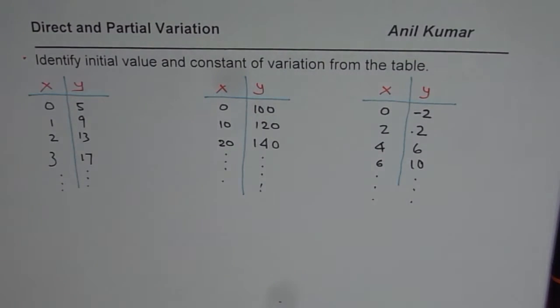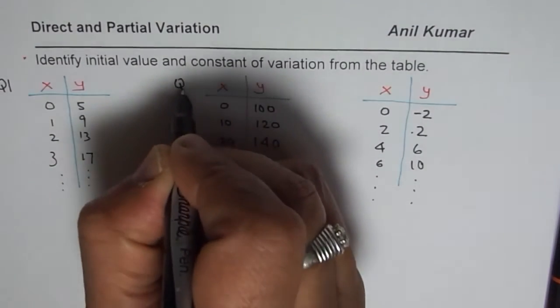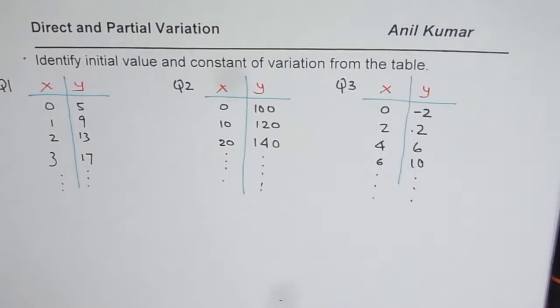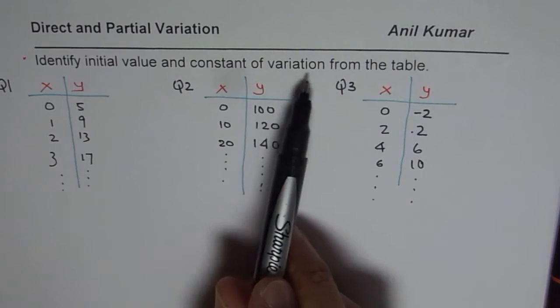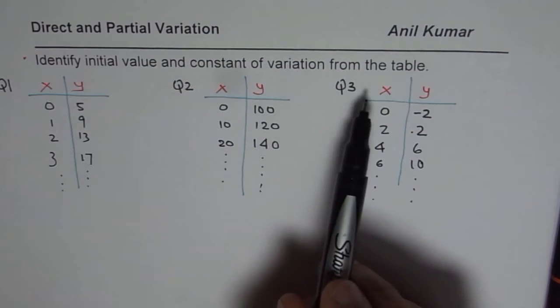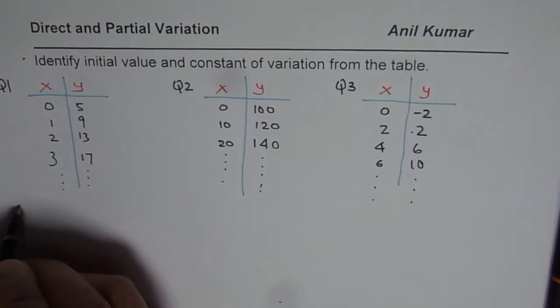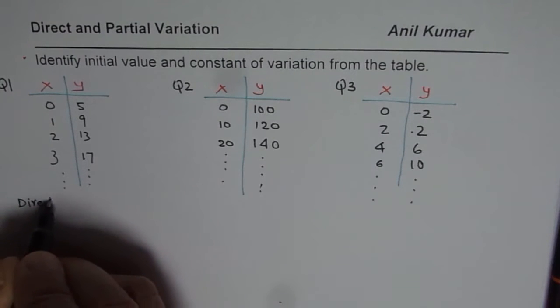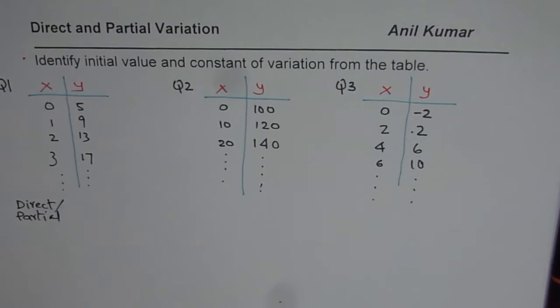Now the question for you is, from these, we'll number these questions also. Let's say this is question 1, this is question 2, and this one is question 3. Now you need to identify initial value and constant of variation in each case, correct? Now that is what you need to identify. Even before that, let us figure out whether it is direct or partial. Let's also see whether these variations are direct or they are partial, right? So let's try to answer that. That's not difficult, but it's just kind of a review.